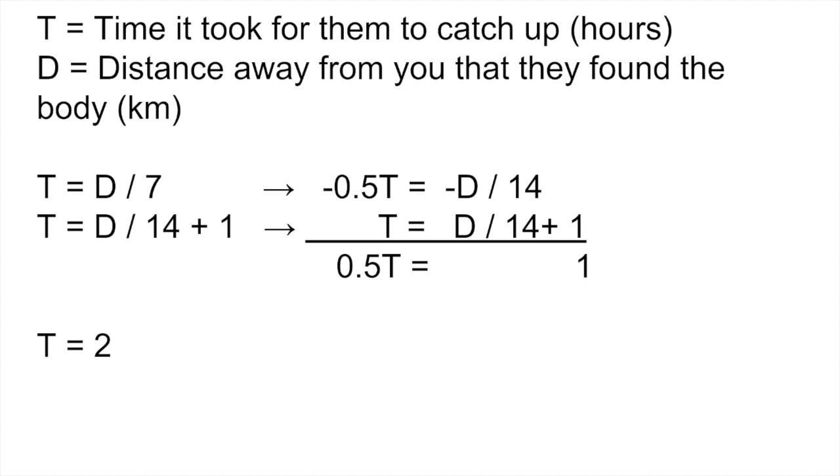This means that the negative d over 14 will cancel out the positive d over 14, and we will just be left with the value of 0.5t, which is 1. Multiply this by 2, and we can find out that t equals 2. This means that it will take them 2 hours to find the body.